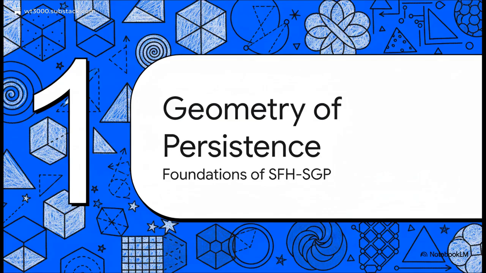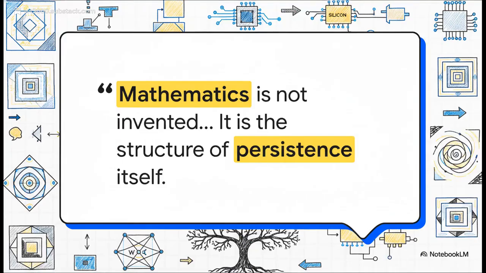So section 1, the geometry of persistence, the fundamental foundations of SFH-SGP. Now, think about this concept for a second. In this framework, mathematics is not invented. It is the structure of persistence itself. Basically, we're saying math isn't just some human-made symbolic language we use to describe the world. No, it's the literal reason why stable things survive and unstable things just vanish. Complex, lawful systems emerge simply because recursive structures accumulate. Mathematics is the actual architecture of survival.